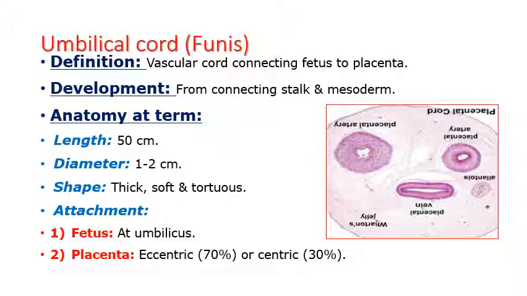Look, it has two arteries, two placental arteries, and one vein. Two arteries, but inverted: two arteries, 2A, and one vein.